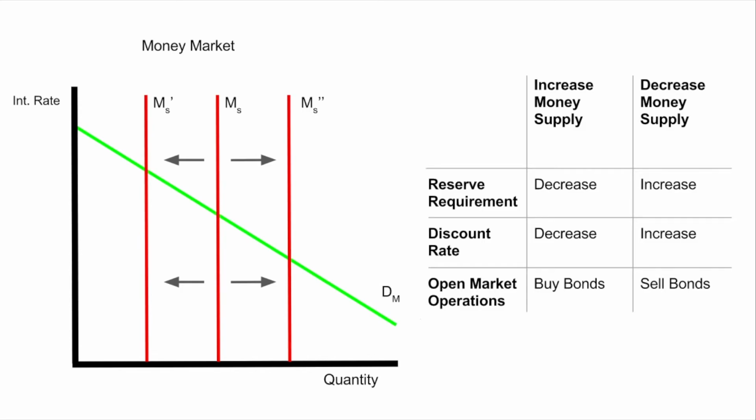And a little trick to remember the open market operations from ACDC Econ is buy big, sell small. Because if you buy, you make the money supply bigger, and if you sell, you make the money supply smaller.